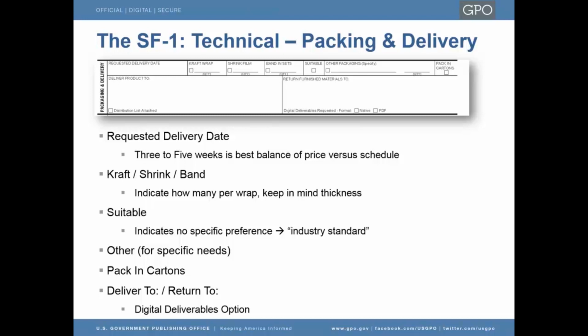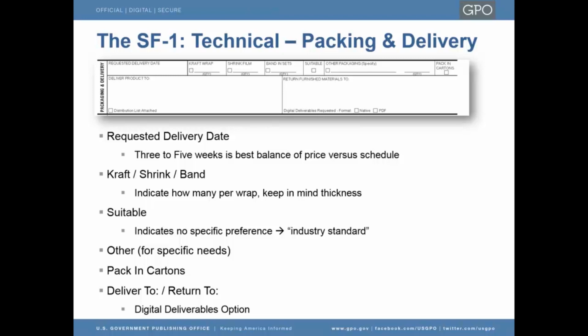The suitable checkbox indicates to GPO that you have no specific packing or wrapping requirements and that the item may be packed or wrapped per industry standards. We provide you the other packing field to explain any specific type of custom or specialized packing that you may require. The pack in cartons box is provided to indicate that your product must be packaged in external shipping cartons.